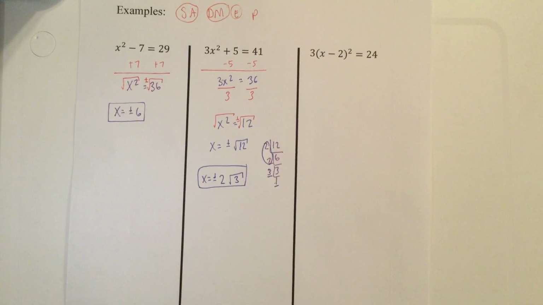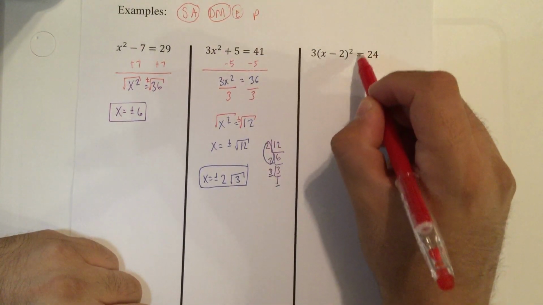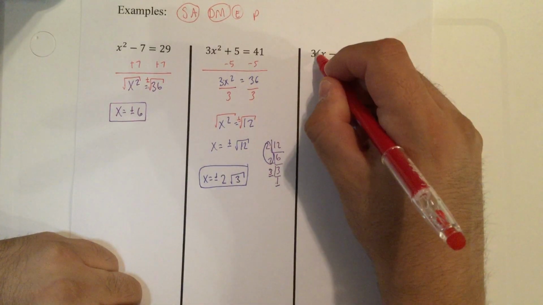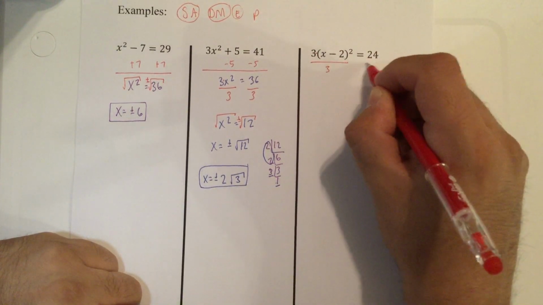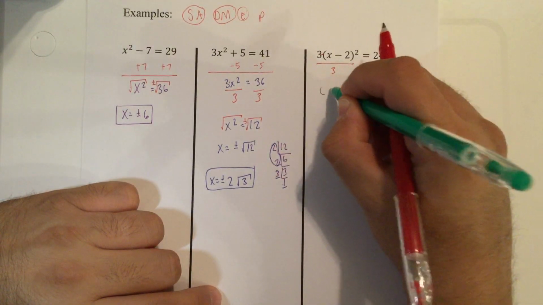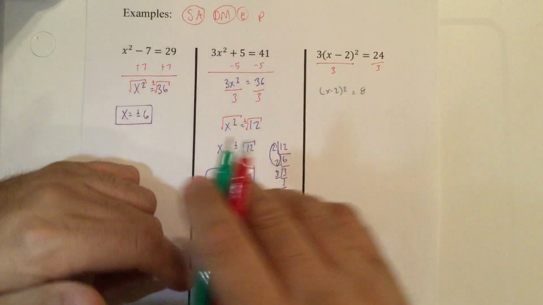All right, and we're down to the last problem of these notes here. So we have 3 times x minus 2 squared is equal to 24. For this one, we first look for addition or subtraction, which there's nothing on the outside like that. So now we look for multiplication or division. This says 3 times x minus 2 squared, so we would undo this by dividing both sides by 3, which gives me x minus 2 squared equals 24 divided by 3 is 8.